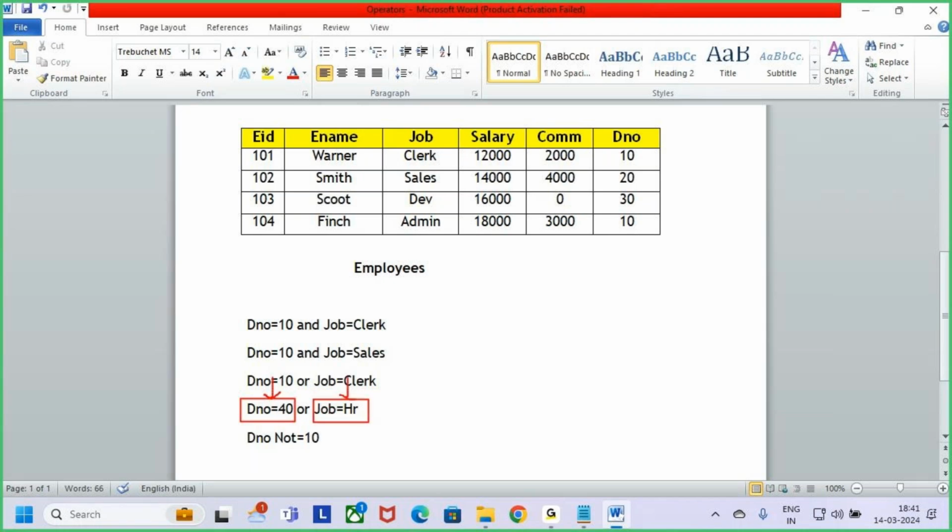Second condition is what? Job is equals to HR. Between these two, what's the operator I'm using here? OR operator. Now try to understand. Under the department number column, I'm having the department number is equals to 40.